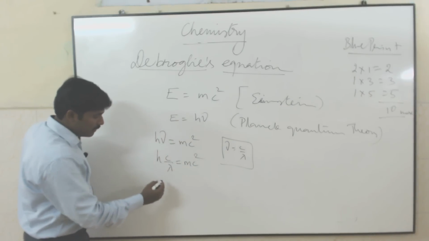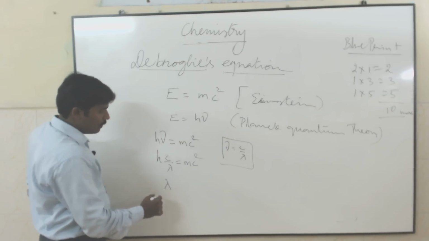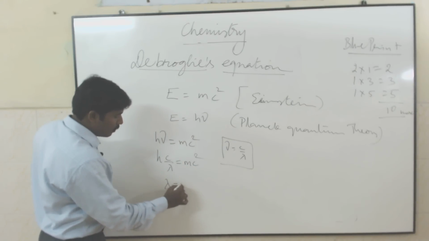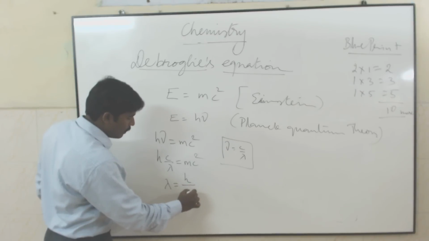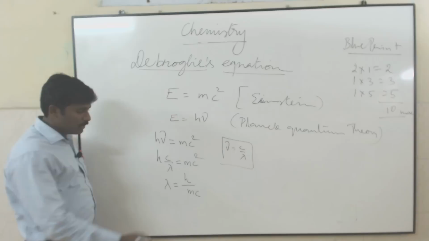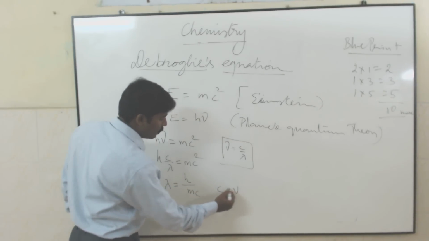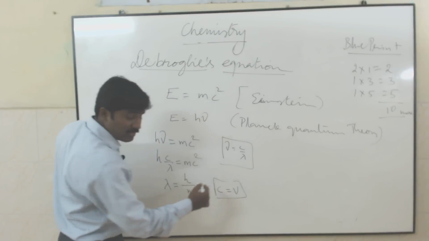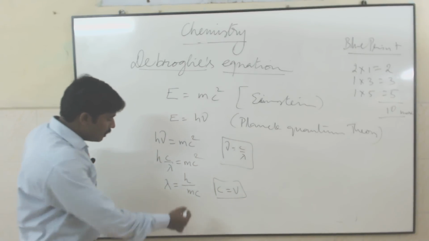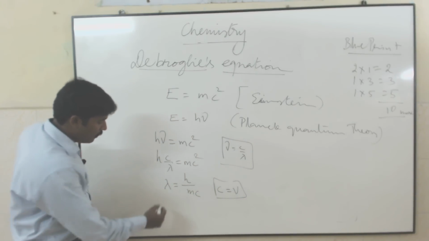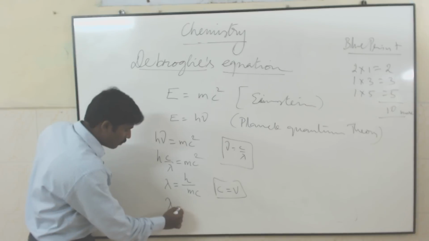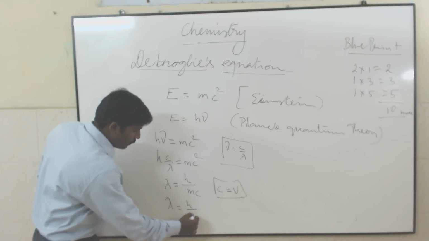Okay. So c cancels, we need only wavelength lambda. Lambda means wavelength. So lambda is equal to what? h by mc. c is nothing but velocity of light, which is equal to v. Both are velocity only. So in the place of c, you can replace c by v. So you can write lambda is equal to h by m into v.